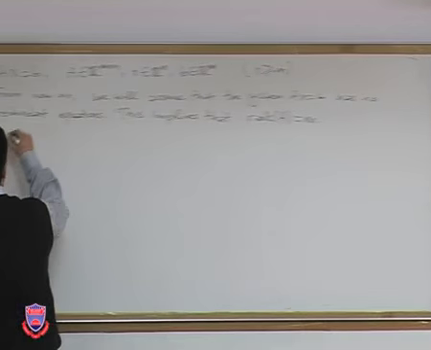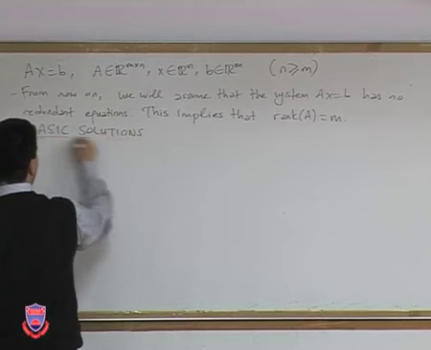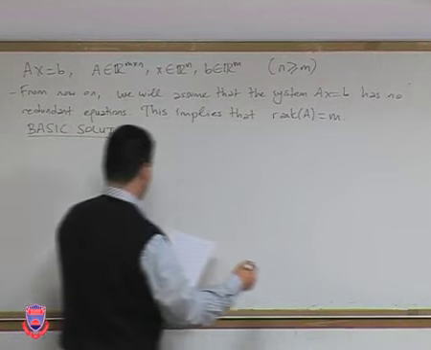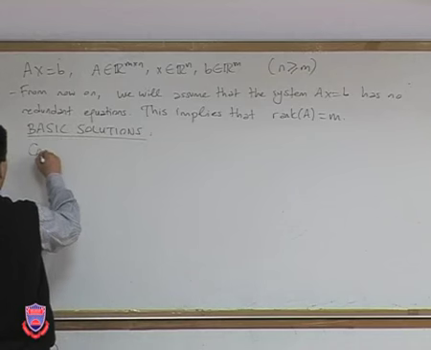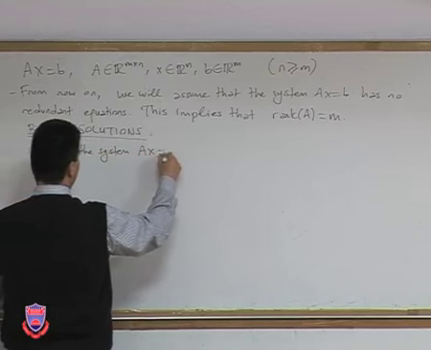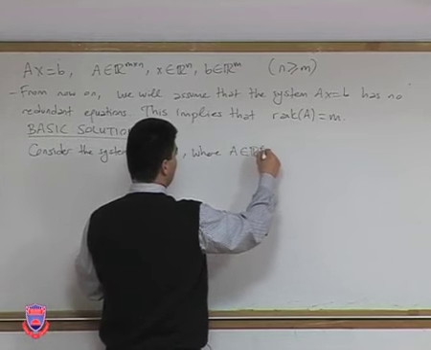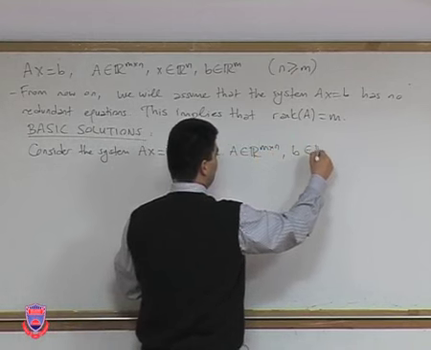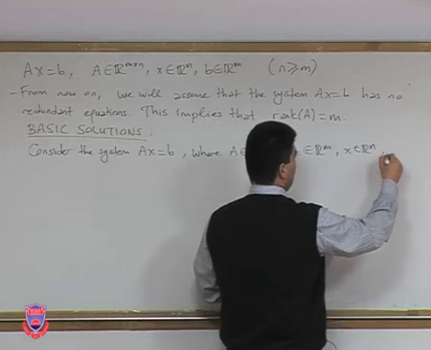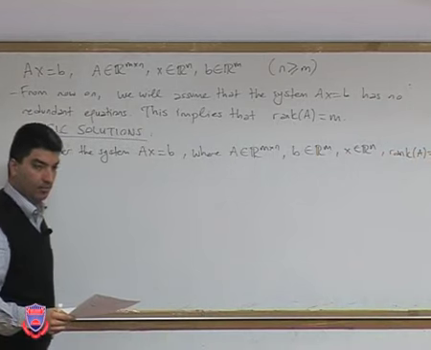All right, so now we're going to define basic solutions in this context. And this is a very simple definition. So consider the system Ax equals b, where, again, A is an m by n matrix, b is an m-dimensional vector of right-hand sides, and x is an n-dimensional vector of unknowns. And we're going to assume that the rank of A is equal to m. So basically, we assume that the system has no redundant equations.